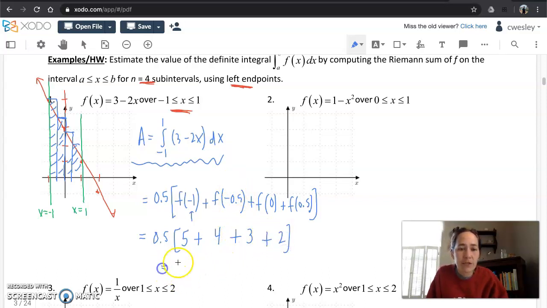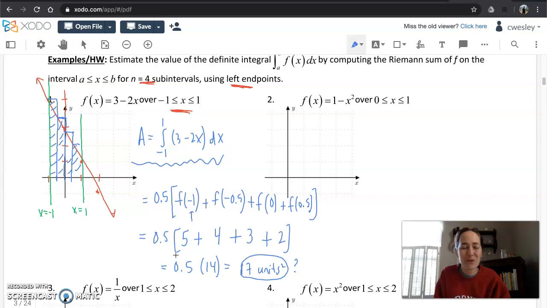So our approximation is 1/2 of, I think, 14, right? 9 plus 5, so 14. And we're approximating 7 units squared. I'll pretend like I meant 7 the whole time. And I'll put a question mark by it. Was this the best way to do this particular problem? Do you think this is an over or an underestimate?